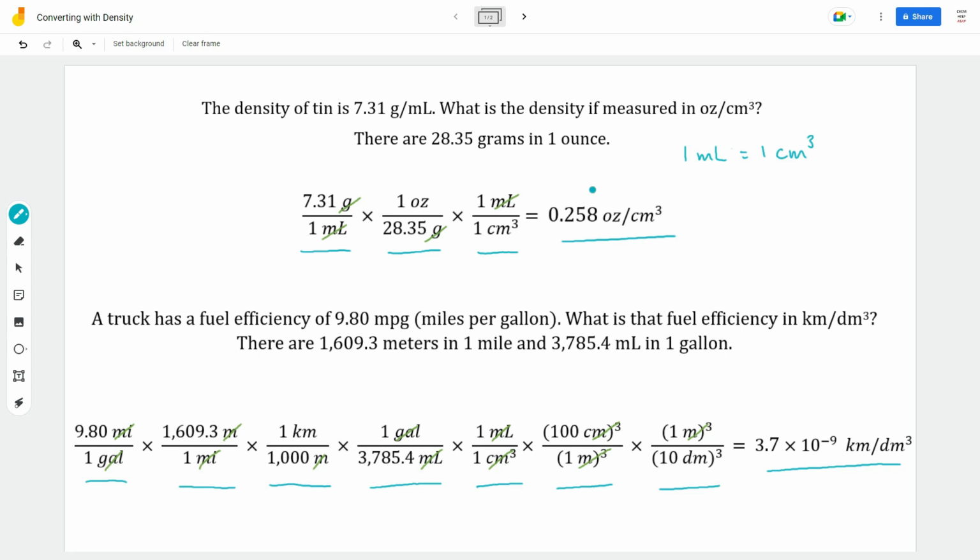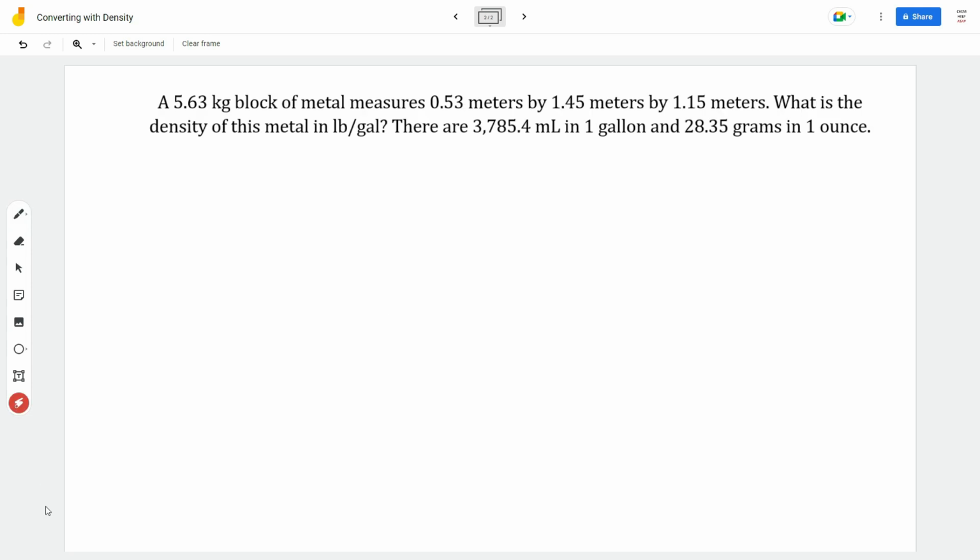Let's do one more problem. This problem reads, a 5.63 kilogram block of metal measures 0.53 meters by 1.45 meters by 1.15 meters. What is the density of this metal in pounds per gallon? And again, we get some conversion factors here. There are 3,785.4 milliliters in 1 gallon, and there are 28.35 grams in 1 ounce.